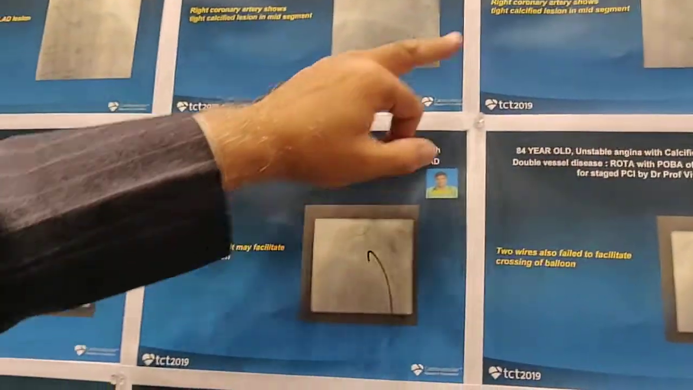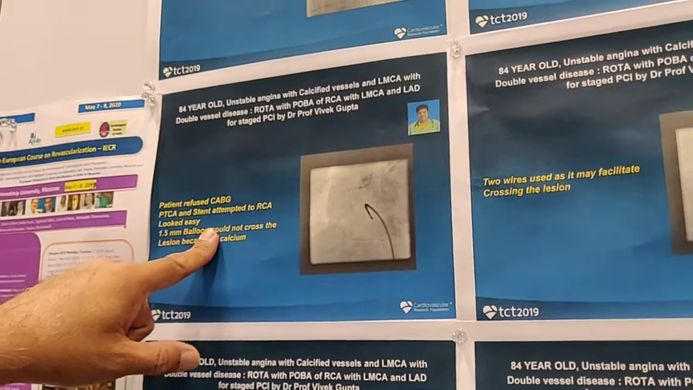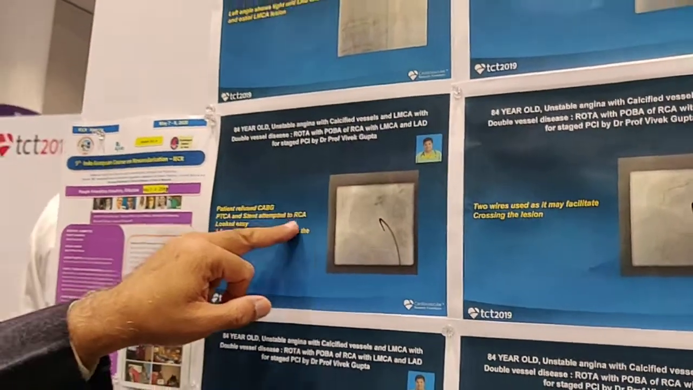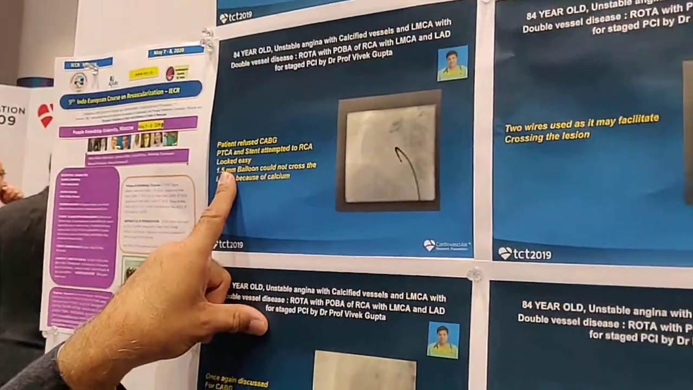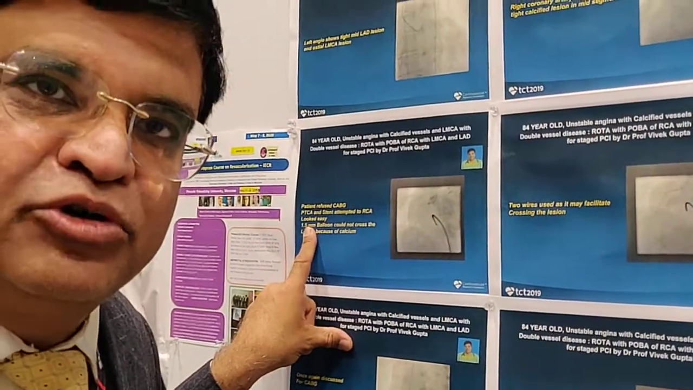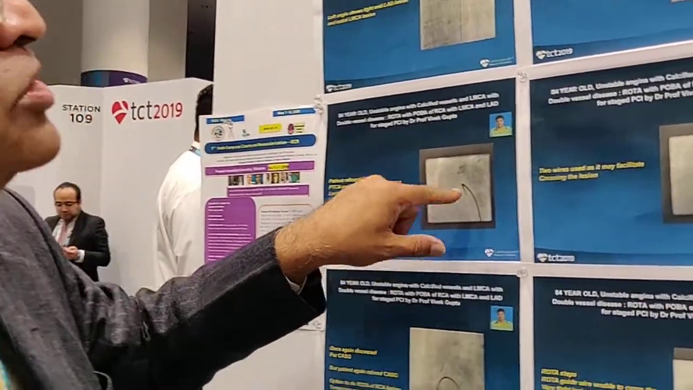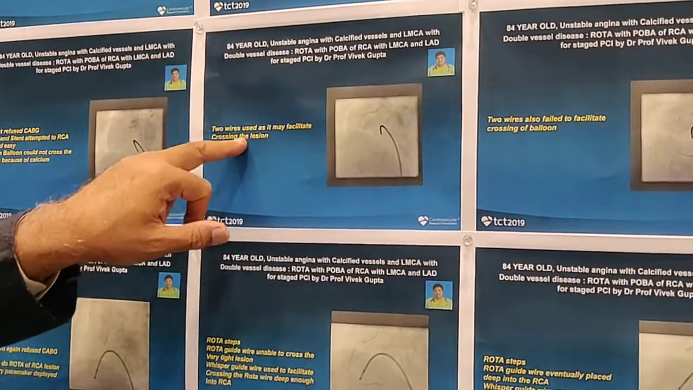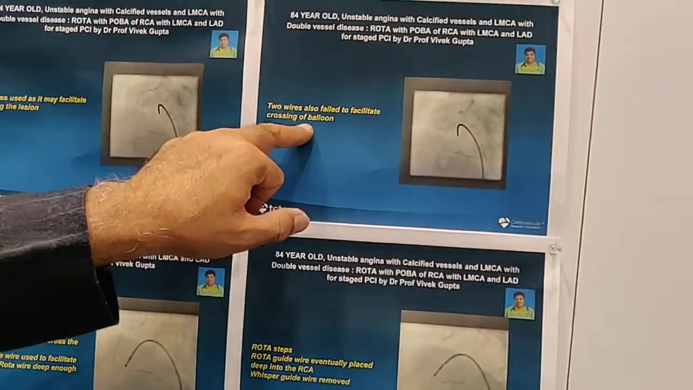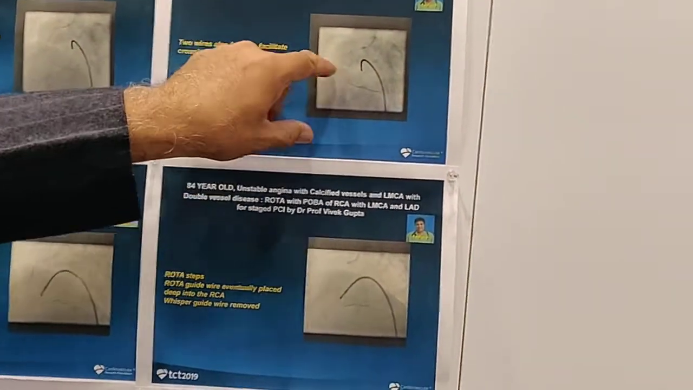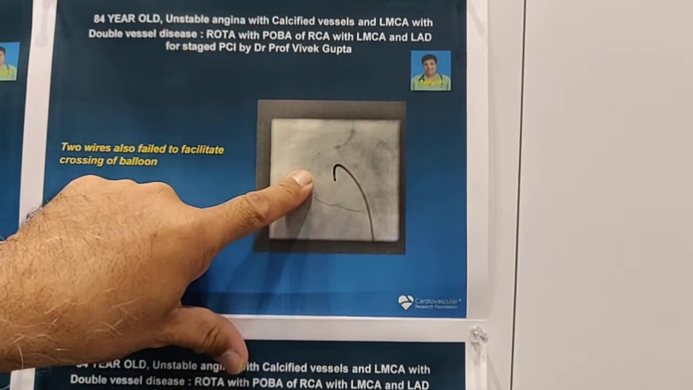We started with angioplasty of the right, and PTCA and stent was attempted to the right coronary artery. It looked easy, but even a 1.5 millimeter balloon failed to cross despite having a double wire and everything. The two wires could not facilitate crossing of the lesion. As you can see, the balloon is here, and it was not going through because of the calcified lesion.